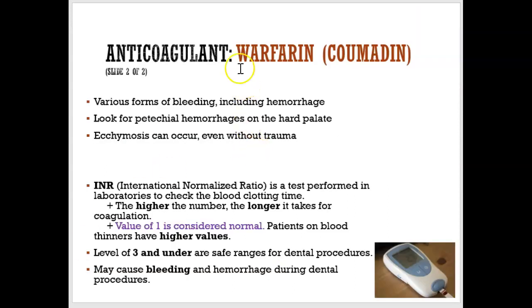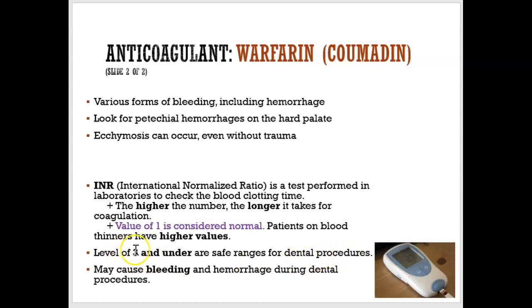Now, as I was saying, anytime someone is taking a drug like warfarin, we need to check their INR. And INR is called the International Normalized Ratio. It's basically a blood test that they usually take every month. So anyone who's on warfarin goes regularly to the doctor and takes this blood test. And the blood test gives you a number. And if the number is 3 and under, then you're okay. You can go ahead and do dental procedures. You can go ahead and scale.